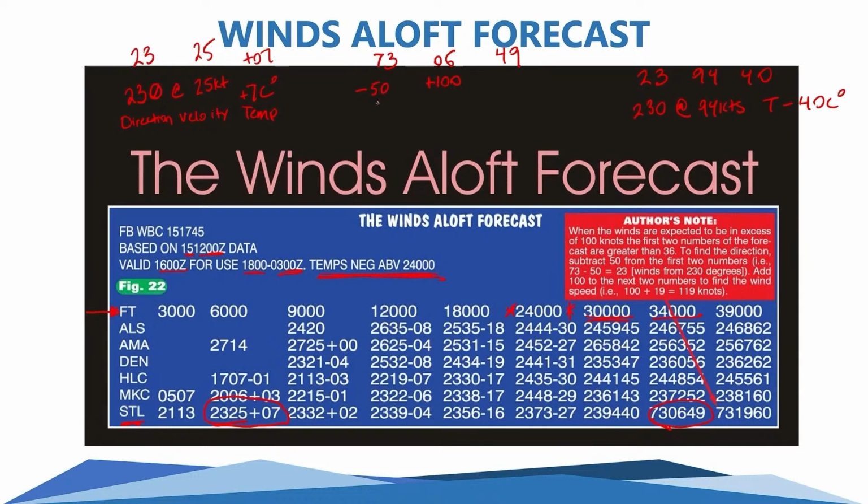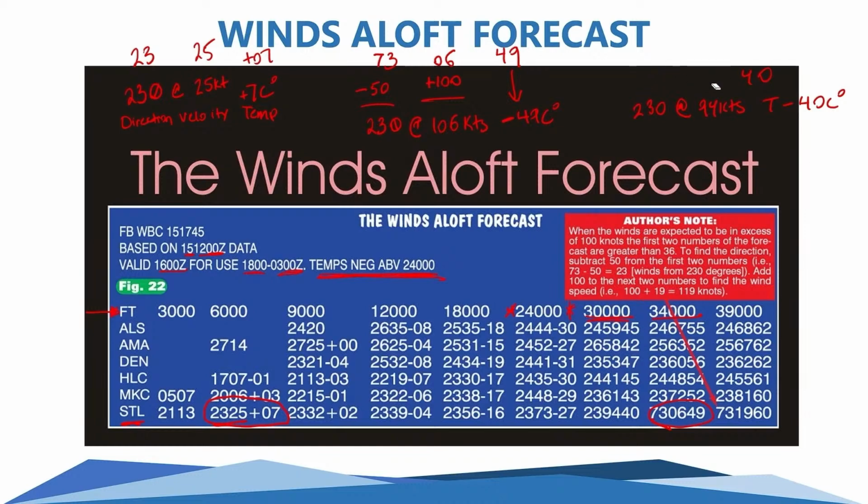Okay, subtract 50 from the first number and add 100 to the second number. So 73 less 50 is going to give me 23. I'm still going to add that 0 in there, okay? So my wind direction is 230 at 100 plus 6 is 106 knots. And then my temperature is still going to carry down to minus 49 degrees Celsius because I'm above 24,000 feet, right?